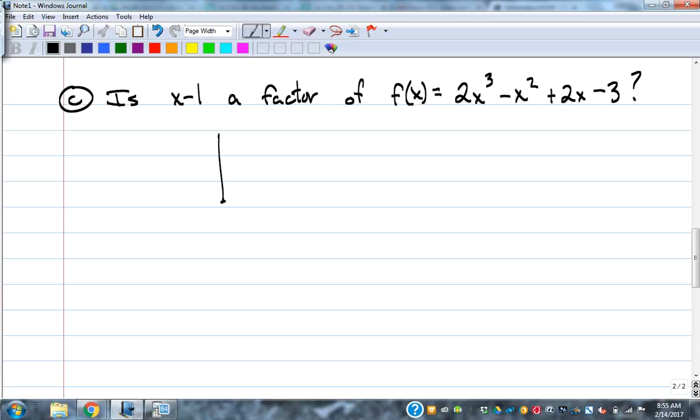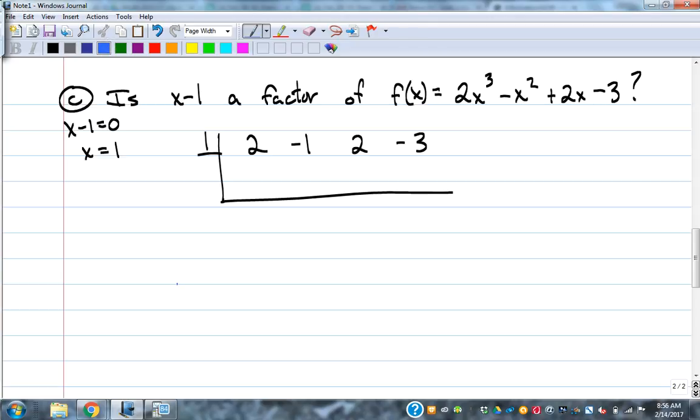So let's set up our synthetic division. 2, -1, 2, -3. It's the coefficients. What goes on the shelf? Positive or -1? Positive 1. Because x minus 1 equal to 0 means x equals 1. That's where that's coming from. It's always changing the sign of it. That's all you really have to remember. And then you run it through synthetic division, and we get a remainder of 0.